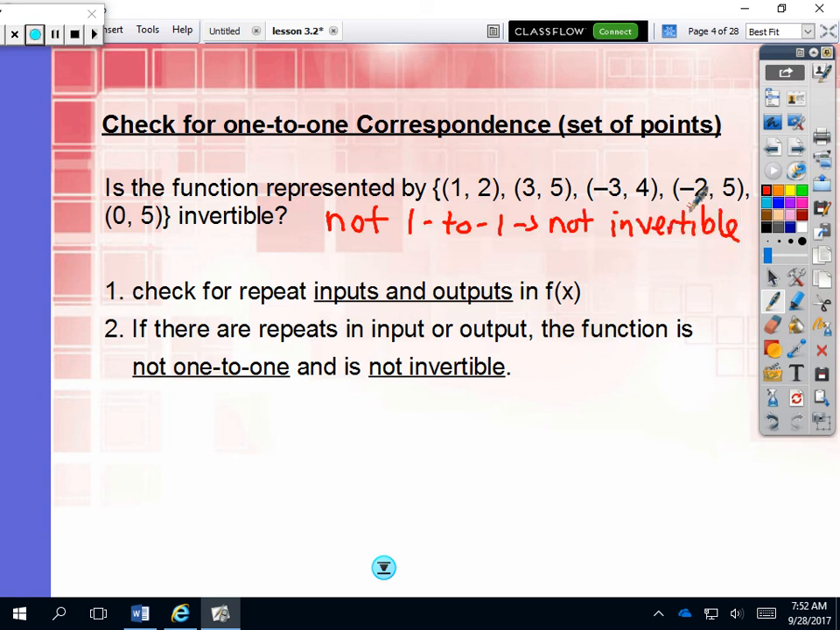Okay, check for repeats. If there are repeats in the input or output, the function is not one-to-one and not invertible. I'll let you fill in your notes.